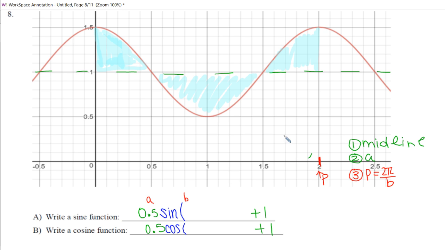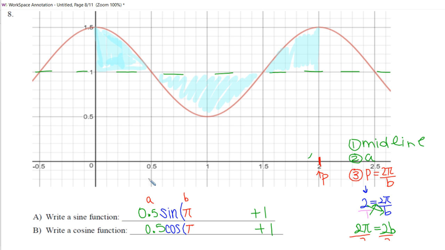So I'm going to substitute p with 2. So 2 equals 2 pi over b. We're going to put 1 under it and cross multiply. So 1 times 2 pi is 2 pi, equals 2 times b, which is 2b. Now we're trying to get b by itself, so divide both sides by 2. So pi equals b. If you need to rewind and watch it again, go for it. So your b is pi for both of them.